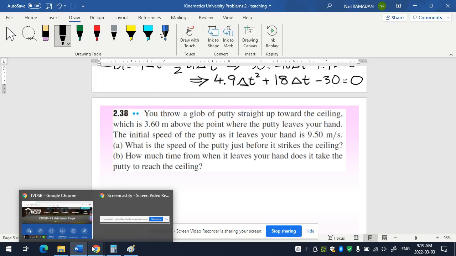What's the speed of the putty just before it hits the ceiling? Obviously, what's the speed when it hits the ceiling? Zero. Everything comes to a stop within a very, very small time. Well, right before it actually touches.